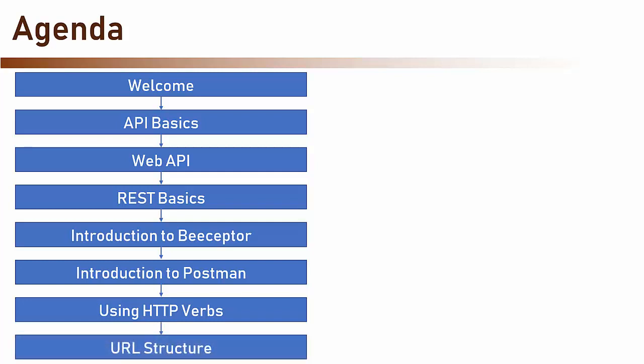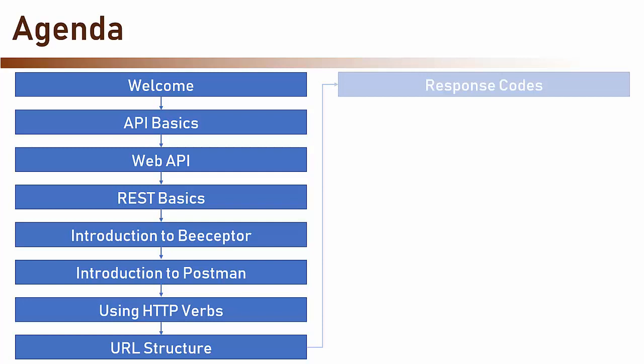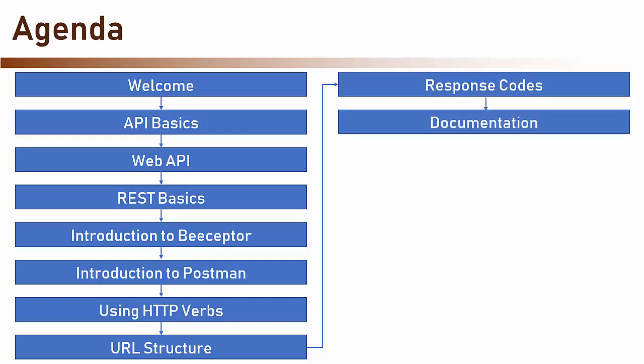We will talk about the URL structure, which I must say is probably the most important lecture in this whole course. After that, we will discuss response codes. What are they and which codes should be used? We'll talk about documentation, how to make sure our API is well documented and easy to use for our clients.